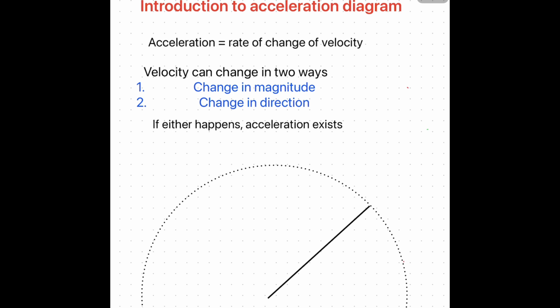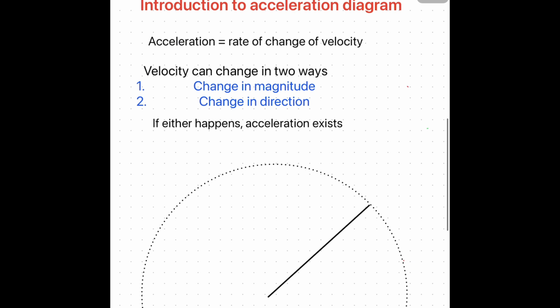First, we have to define what acceleration is. The acceleration is the rate of change of velocity. Velocity can change in two ways: either a change in magnitude or a change in direction. If either happens, acceleration exists.